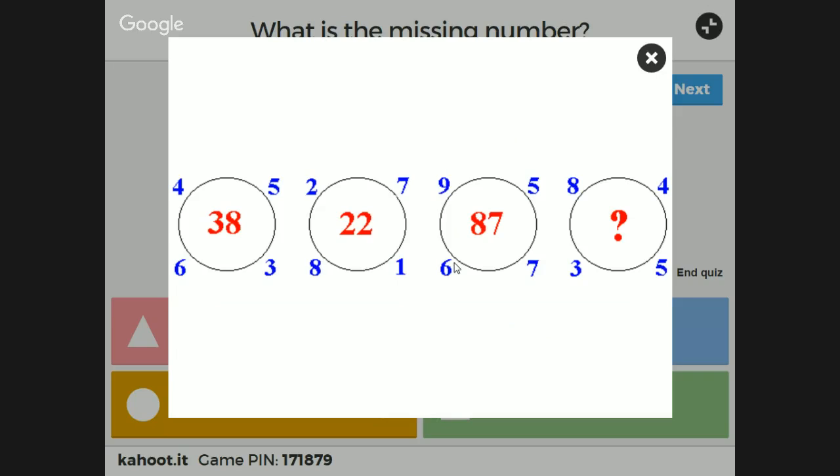Right. So to get the middle number, you multiply the top numbers and the bottom numbers, and then you add those results. So you have 4 times 5 is 20, 6 times 3 is 18, 20 plus 18 is 38. And that's what you do with all these. So this one, obviously, 8 times 4 is 32, 3 times 5 is 15. You add those together and you get 47. Well done. Who got that right? Give yourself a pat on the back. Well done, me. Good stuff.